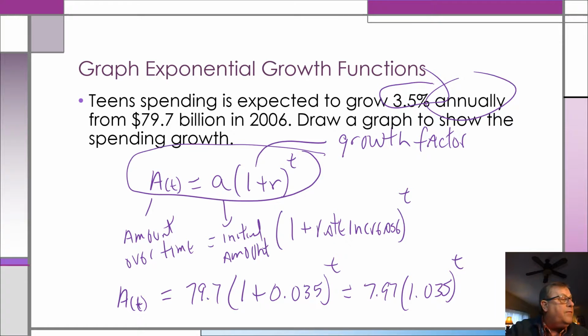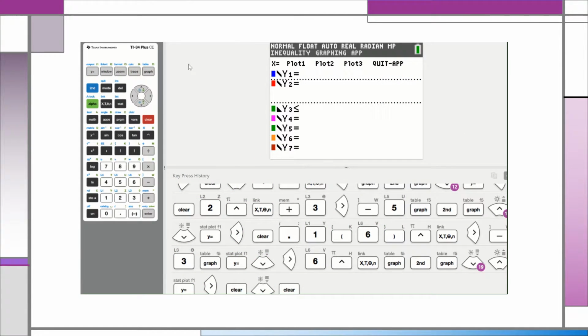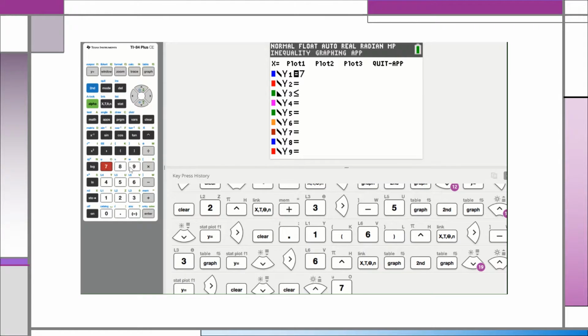All right, we're going to move over to the graph, and we're going to graph this thing and see what it looks like. It didn't ask us to predict. It just asked us to graph. We could predict from it, though, if we wanted to. All right, well, let's graph our growth function that we created from that data. And remember, we're talking about teen spending, and in 2006, it was 79.7 billion. So we're just going to use 79.7. We've got to remember this is in billions of dollars, times 1 plus our growth rate, or 1 plus our rate of increase, which gives us our growth factor.